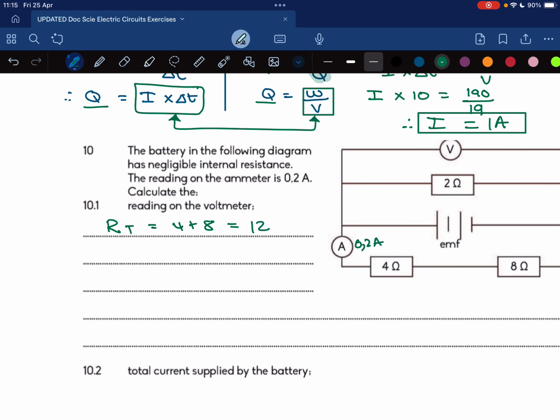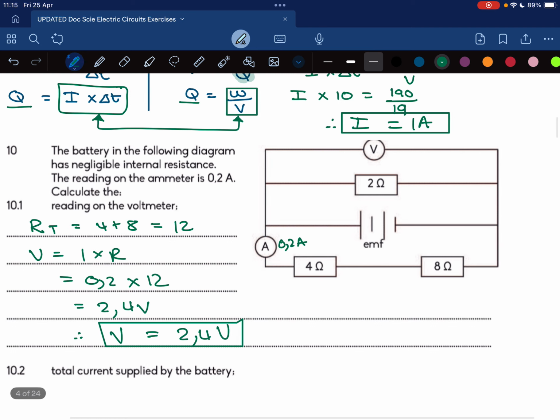Then I can say, well, V is equal to I times R, which will be 0.2 multiplied by 12, which is going to be 2.4 volts. So therefore the reading on the voltmeter is 2.4 volts because they are in parallel with one another.